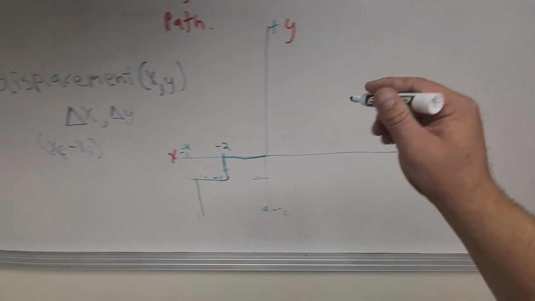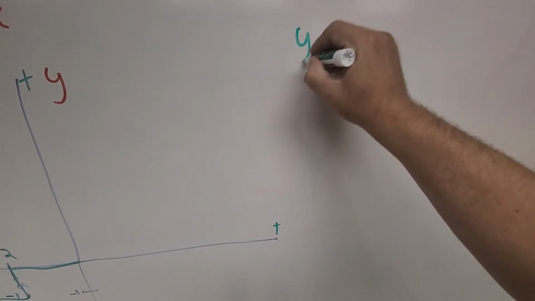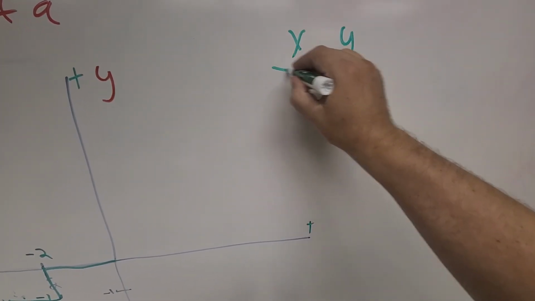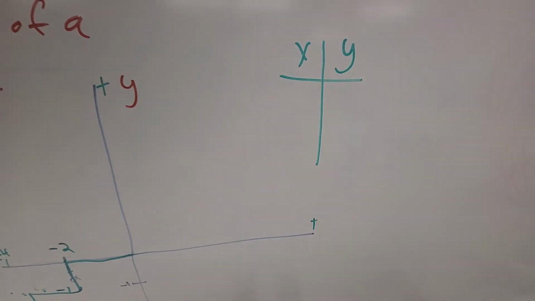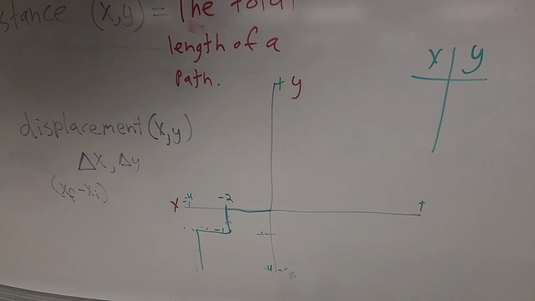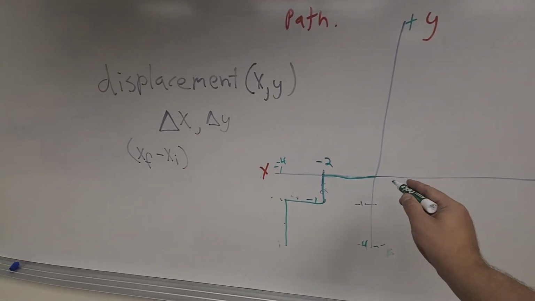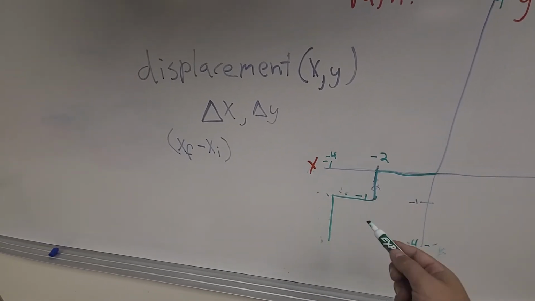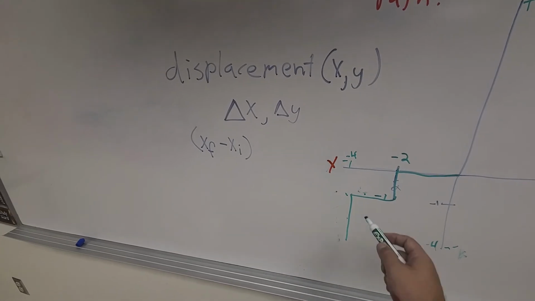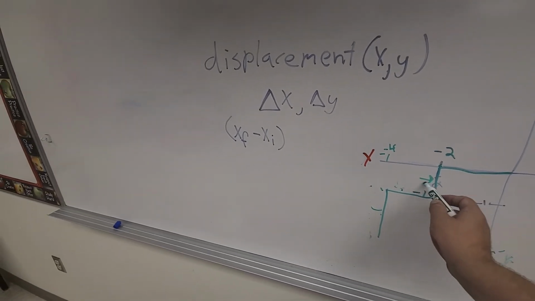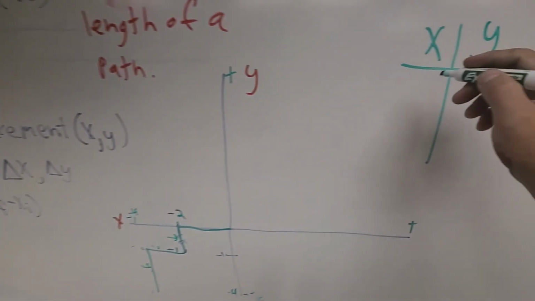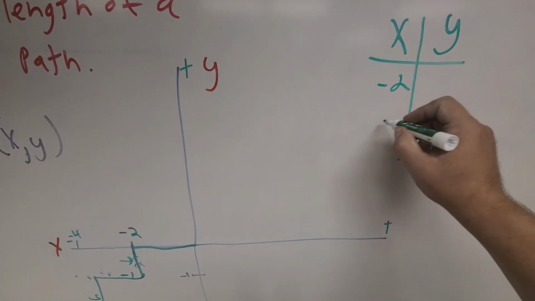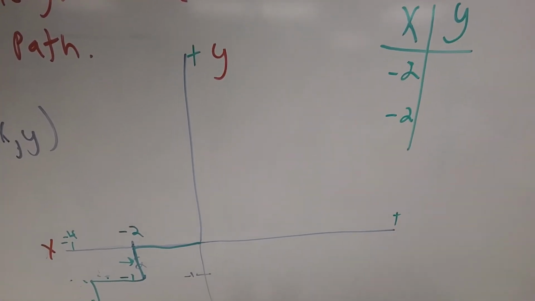So what I'm going to do is make a chart, and I'm going to sum all of our x values and all of our y values to figure out how much x and how much y we went. So for x, we went negative 2, and then we went another negative 2. And that's all we did on the x, right? I'm ignoring the y values right now because I'm just filling out this chart. So negative 2 and another negative 2, okay?